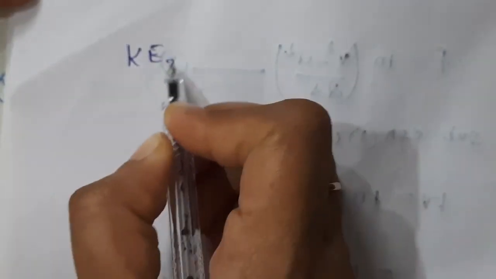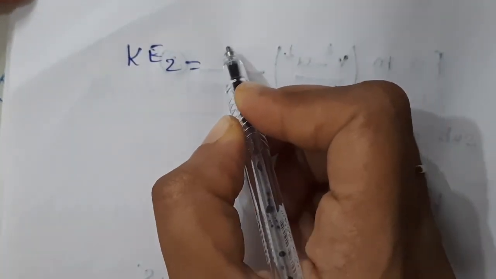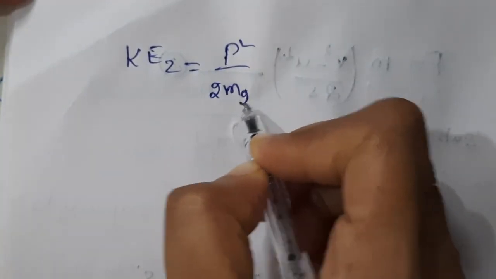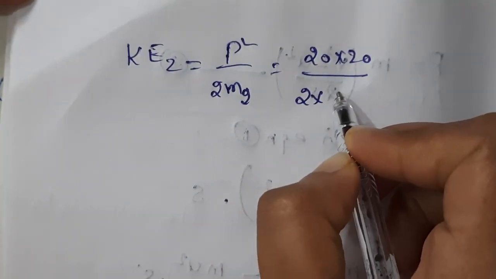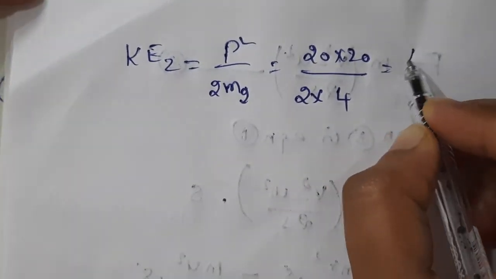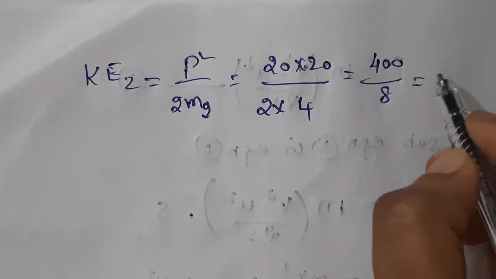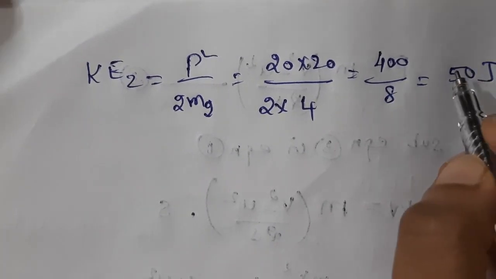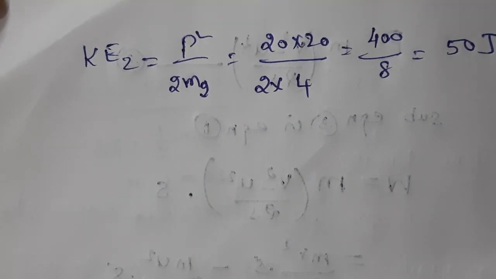For the second mass, that is for 4 kg, the kinetic energy KE2 equals p square by 2m2. p is 20, so 20 into 20 divided by 2 into the mass, second mass 4 kilogram. What is the answer? 400 divided by 8, that is 50 joule. So kinetic energy 1 is 100 joule. Kinetic energy 2 is 50 joule.